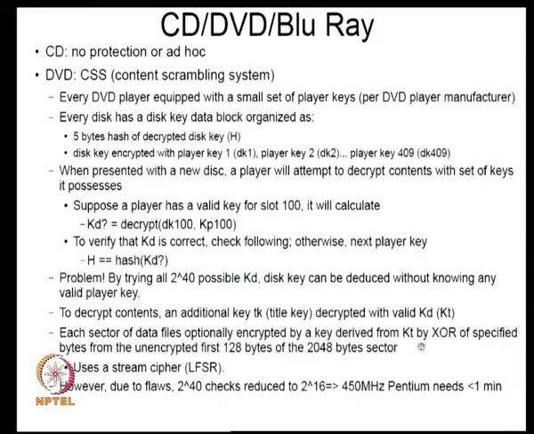You take the title key and XOR with some bytes from the unencrypted first 128 bytes of each 2 to the power of 2k byte sector. So, there are 2k sectors in the DVD, you take the 128 bits, use that as input along with the KT, the key you got, and feed it to what is called a stream cipher. And this stream cipher is symmetric key, therefore, you encrypt, and if you decrypt also you get the same string back. And this can be done fairly fast.